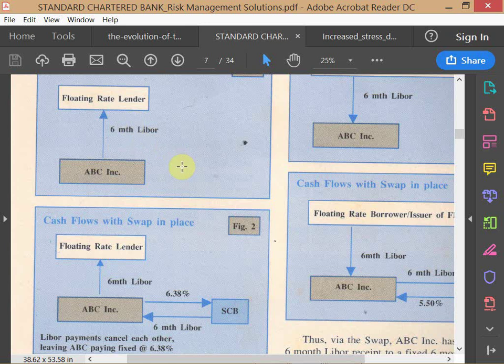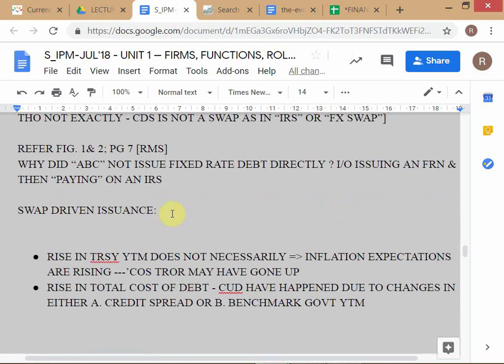So the question is why this company, instead of issuing a floating rate note, is not directly issuing an interest rate swap. No, you can't issue an interest rate swap. An interest rate swap is a hedging product. What you have to say is, instead of an FRN, why did they not directly issue a fixed rate bond? You don't issue an IRS, because there's no principal payment in an IRS. Only interest flows are being exchanged.